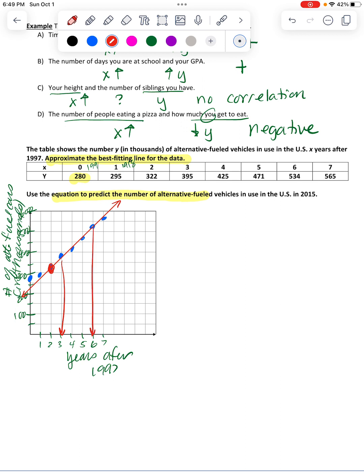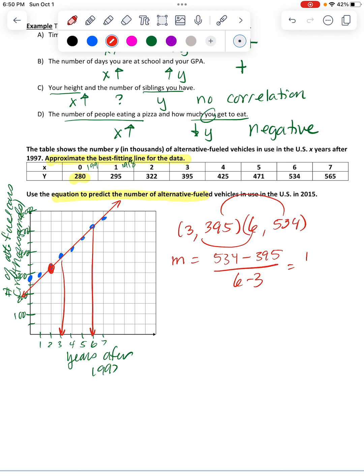Keep in mind that I'm going to use those data points to estimate a slope and my intercept and such. So the 2 points I'm using are 395 and 534. So if I go to estimate my slope, I'll have 534 minus 395, just y2 minus y1, over 6 minus 3. Turns into 139 over 3, which is 46.3 repeating.